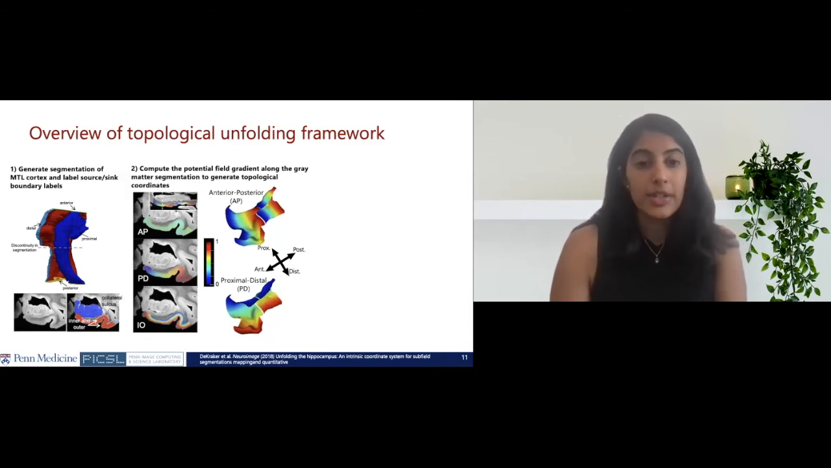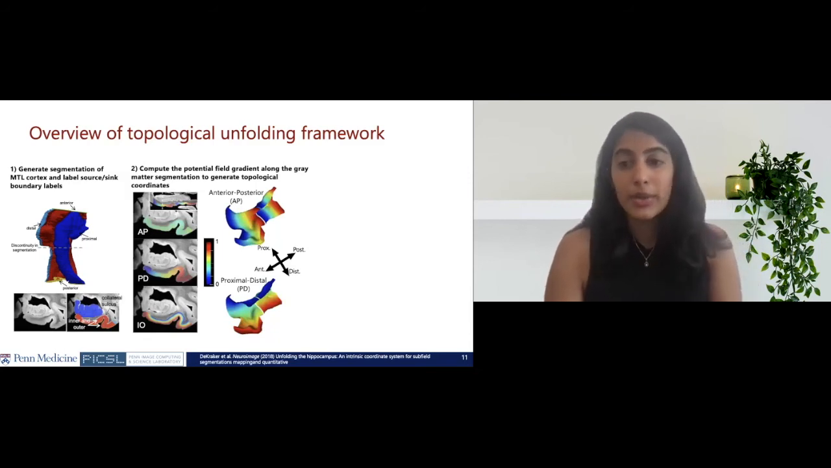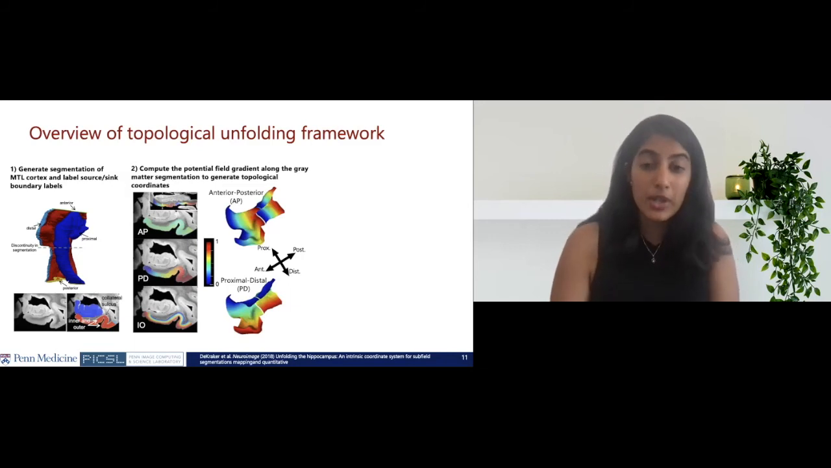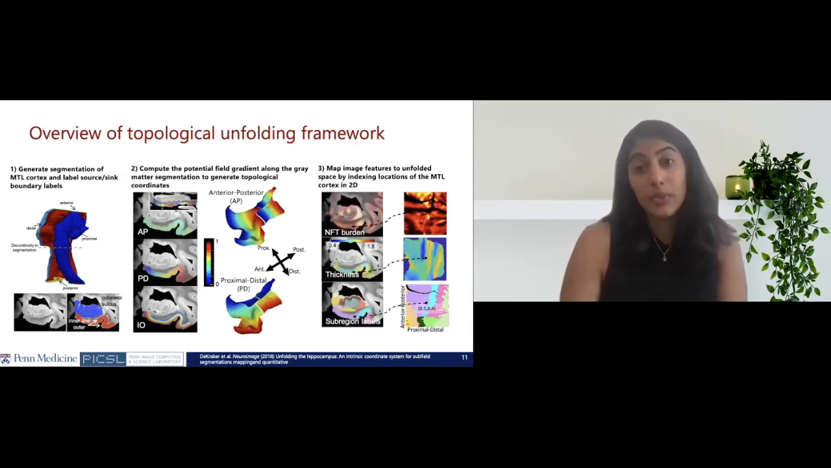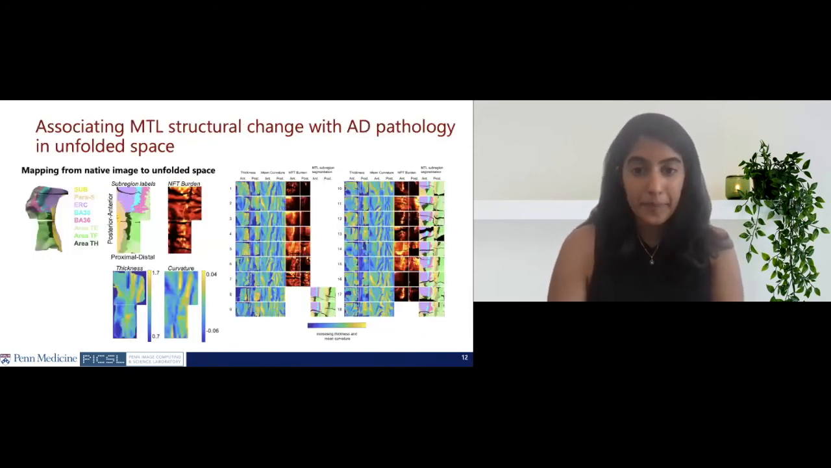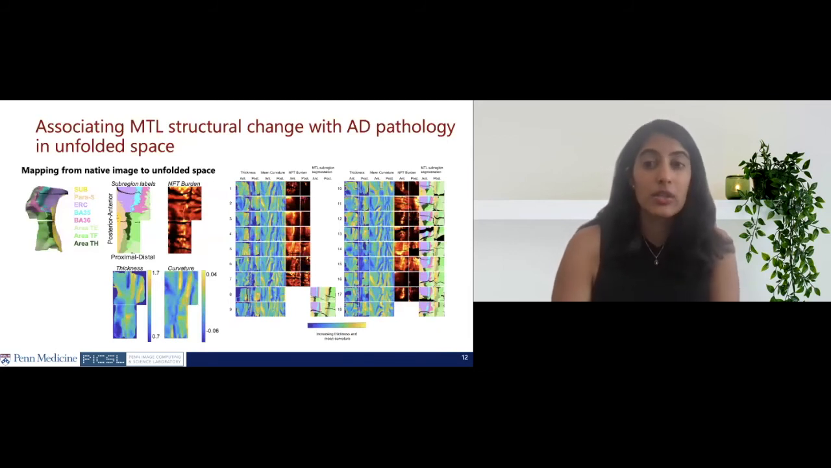The anterior-posterior and proximal-distal solutions together form a 2D coordinate system, which can be used to map image features such as tau burden, thickness, curvature, and subregion label from 3D image space to a flattened unfolded space. This figure shows the unfolded representations of the different MTL features for an example subject.